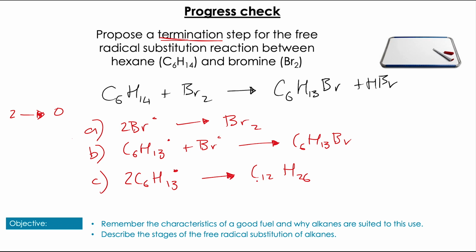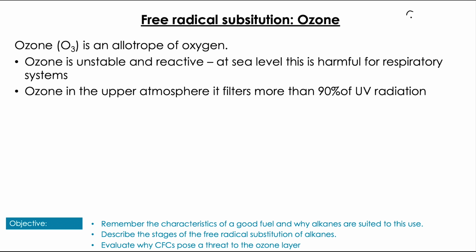C12H26. Okay, so where does the ozone layer fit into all of this? Well, as we looked at in Unit 4, ozone is an allotrope of oxygen. It's O3 and it has a bond order of 1.5 on both sides. It's harmful and unstable at sea level, but in the upper atmosphere, it helps filter UV radiation from hitting the Earth's surface through a process called the Chapman cycle.